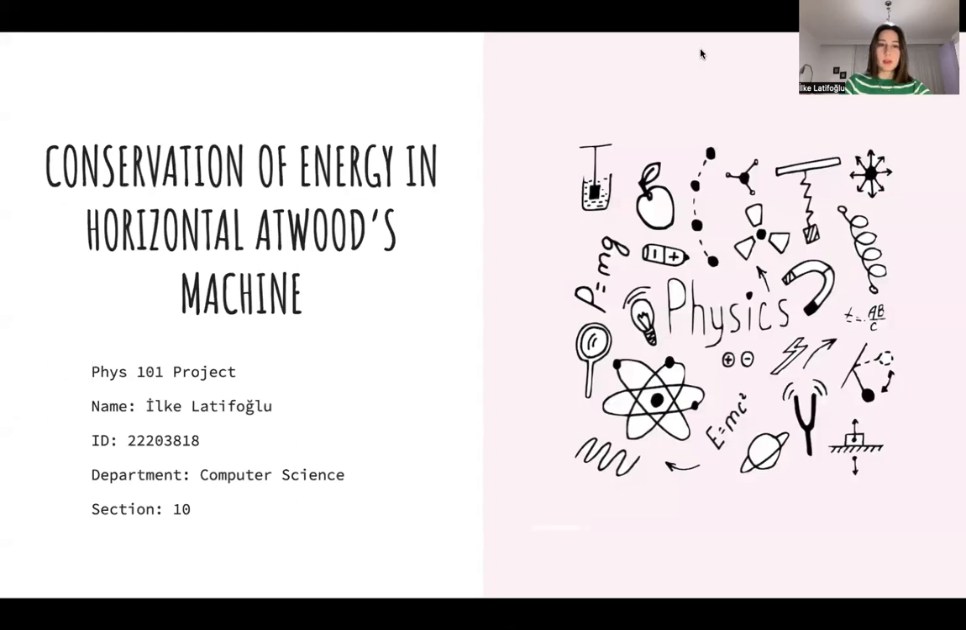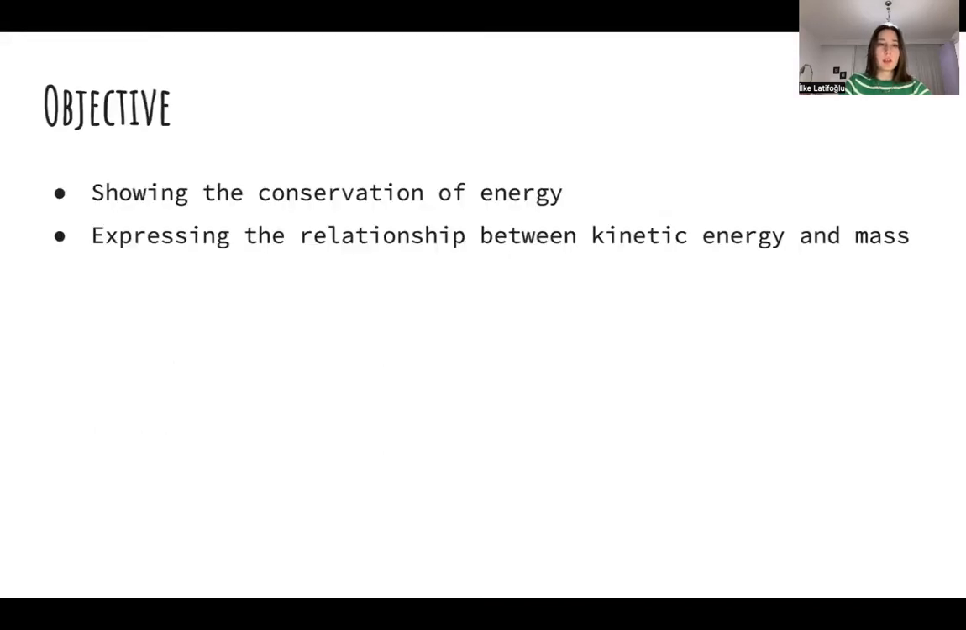Hello everyone, I'm İlke, and today I'd like to talk about my Physics 101 project, whose name is Conservation of Energy in Horizontal Atwood Machine. Basically, my objective in conducting this experiment was to show that the mechanical energy of a system would be conserved if there are no non-conservative forces acting on it, and also expressing the relationship between kinetic energy and mass.